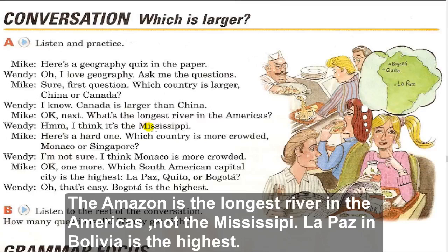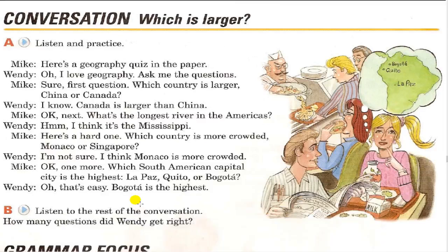Question number 3. Which country is more crowded, Monaco or Singapore? Correct. Monaco is more crowded than Singapore. Question number 4. Which South American capital city is the highest? La Paz, Quito, or Bogota? Wendy said Bogota is the highest. Wrong answer. La Paz in Bolivia is the highest. Two questions are wrong and two questions are right.